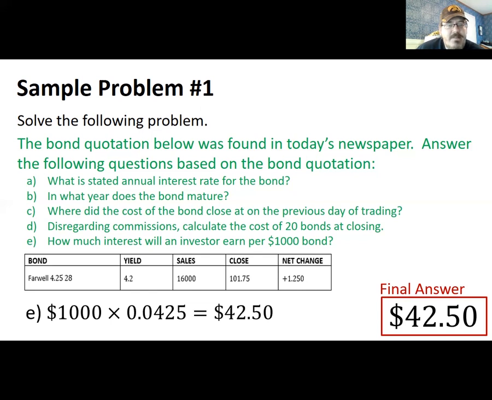Again, the trick with bonds is remembering that they're based on $1,000 per bond. And the other trick is to remember that when you look at the closing value, the closing cost, you have to treat that like a percentage, with 100% corresponding to the $1,000. Things that are above 100 mean you're spending a little bit more money. If it's below 100, you're spending less money to purchase those bonds in this situation. So be careful there.